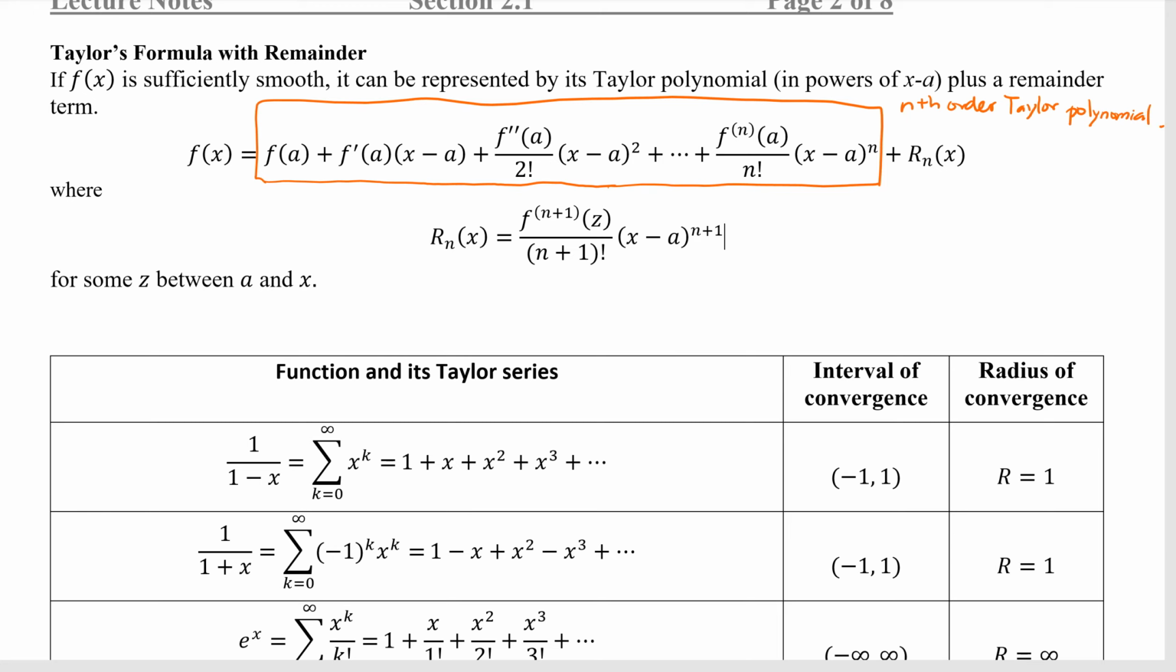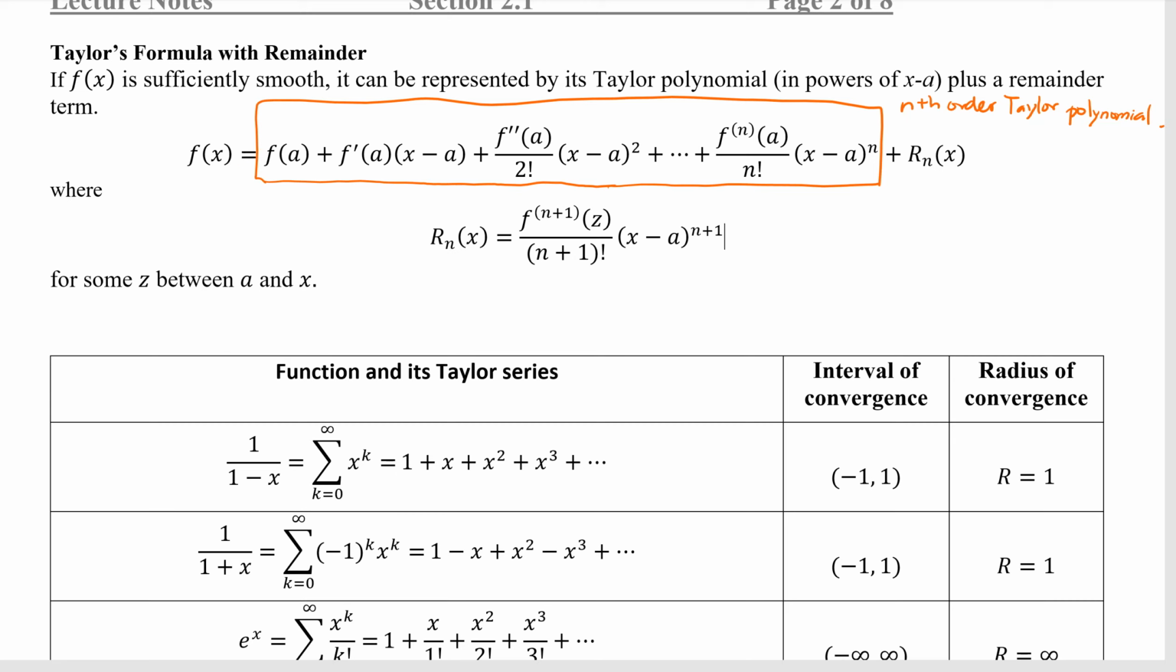Okay, we also have the Taylor series. Well, for the Taylor series, you just replace by dot dot dot. There are infinitely many terms in the Taylor series. So this is in chapter 9 of our Calculus 2. But when we talked about this in chapter 9, we didn't talk about the remainder. We just said that f can be approximated by the nth order Taylor polynomial.